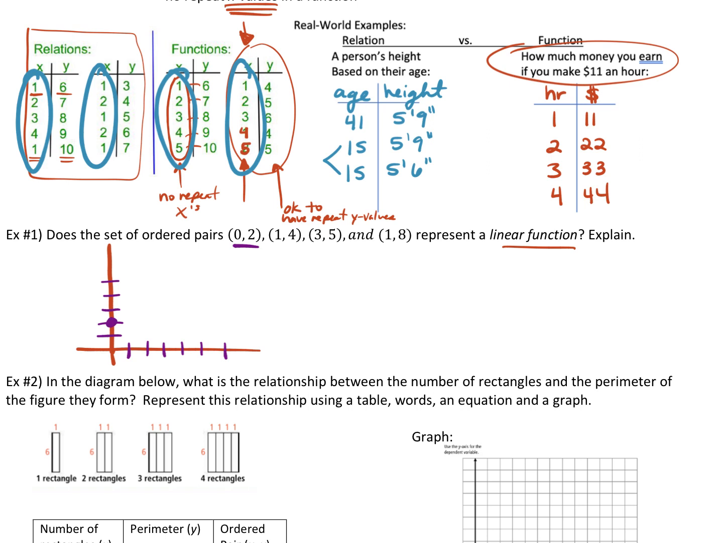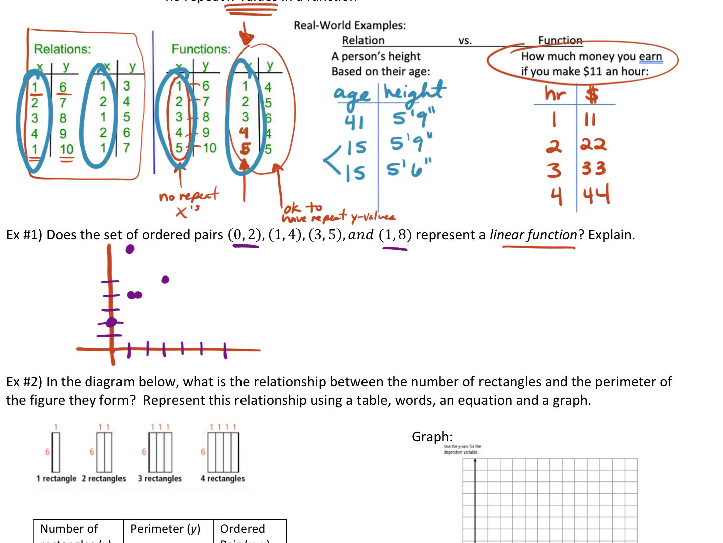Then we go 1, 4. Then you go 3, 5. And then you go 1, oops, I missed. Sorry. My 1, 4 is a struggle. My 1, 4 should have been like here. So then 1, 8 ends up somewhere up here, okay?